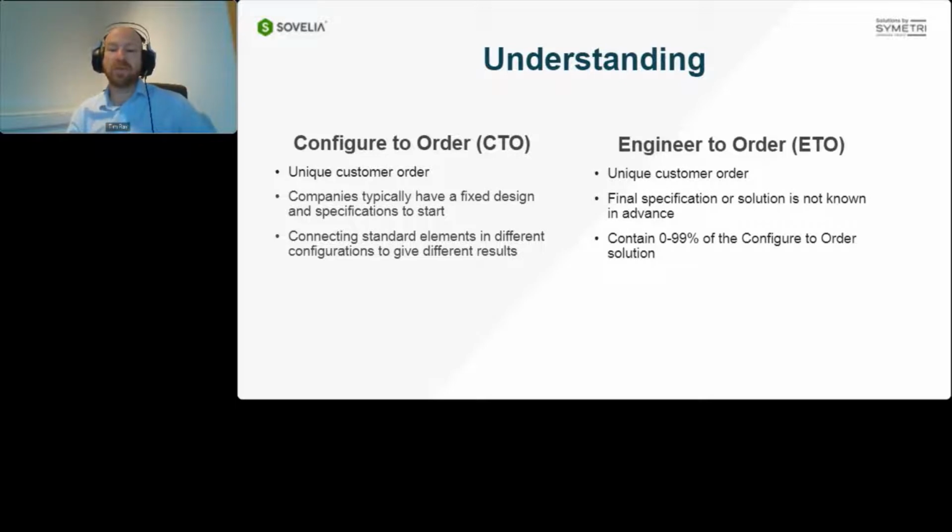If we look at the engineering to order side, though, it's still a unique customer order. But you may find that the final specification isn't fully known when the order's placed or when you're going through that ordering process. It could contain somewhere between 0 and 99% of the configure to order solution with extra information added that needs to be engineered on top of the solution. And we can show you how that can be included into the solution that we offer.